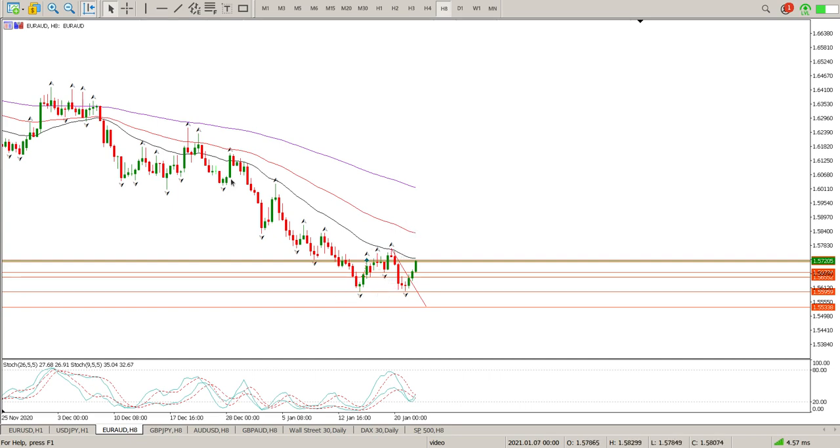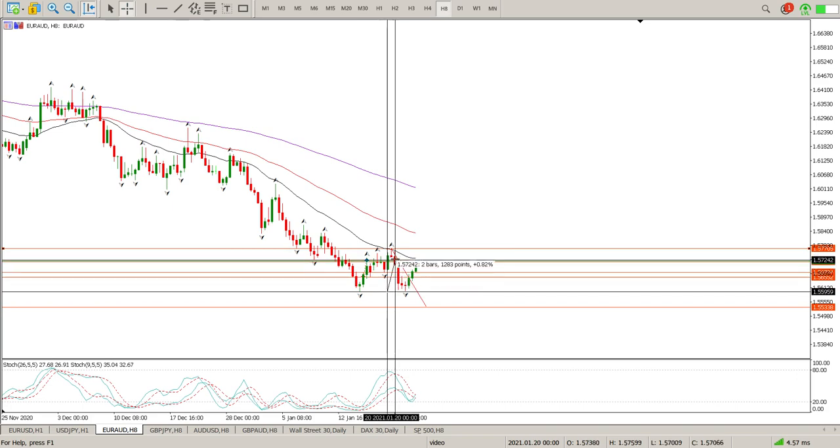A break above this area here of 157700, and we have some pretty serious longs in play, because that would basically start with the range heights, which is 1700 pips.